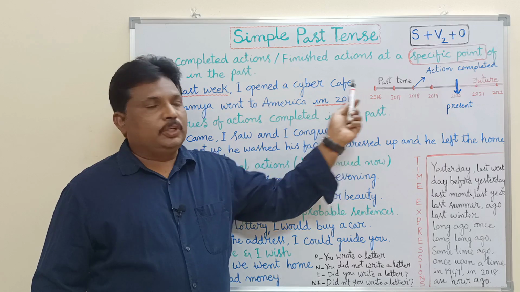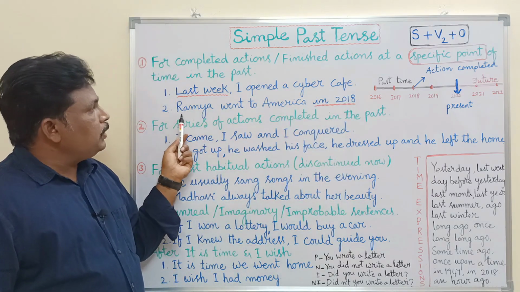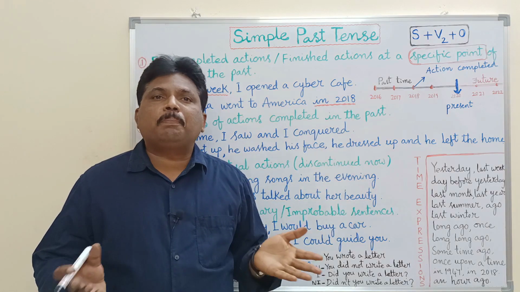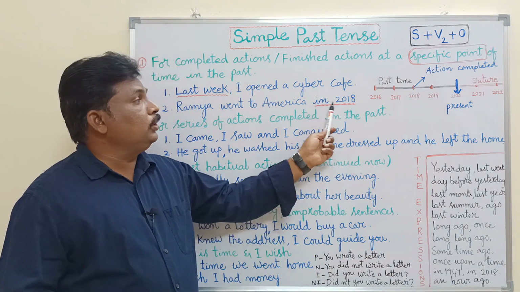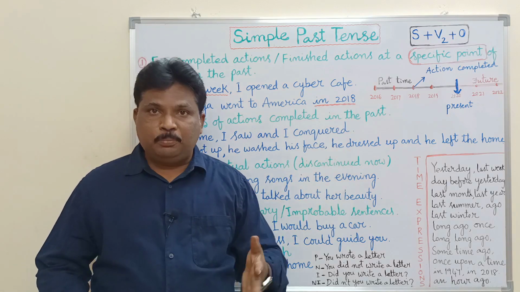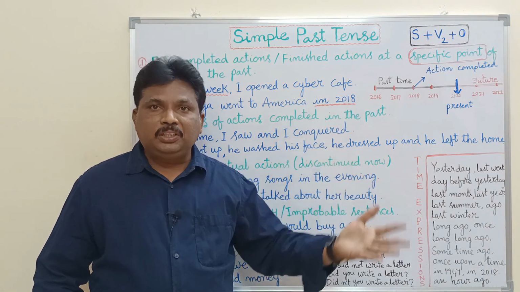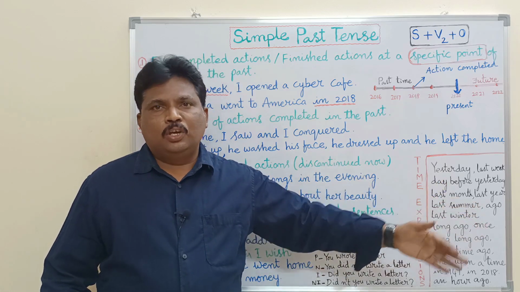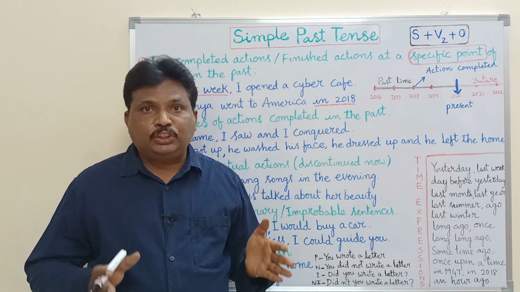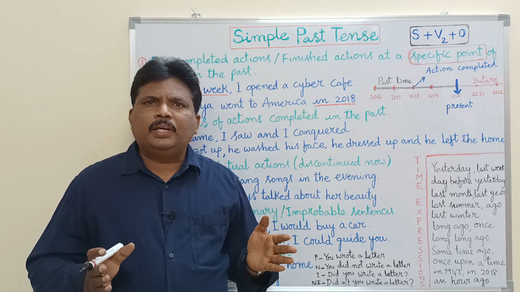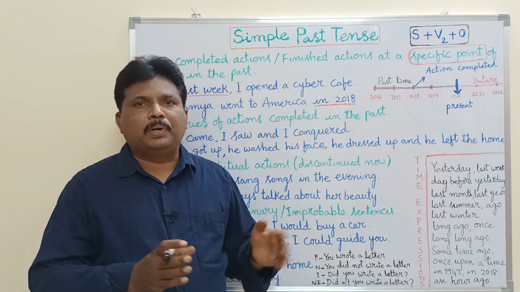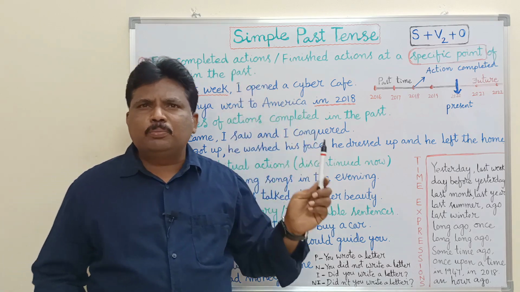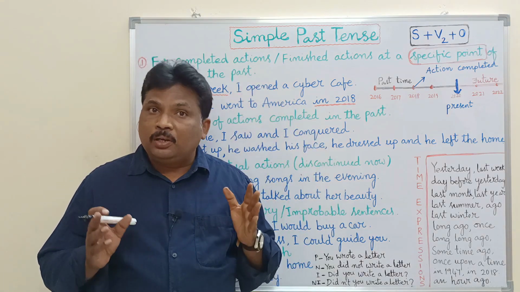Next, a second example: Ramya went to America in 2018. So this is also a past action because 2018 is past time. 2018, 2019, 2016, 2015, these are all past years. Whenever we talk about an action finished or completed at a specific point of time in the past, simple past is used. This is the first and foremost usage of simple past tense.